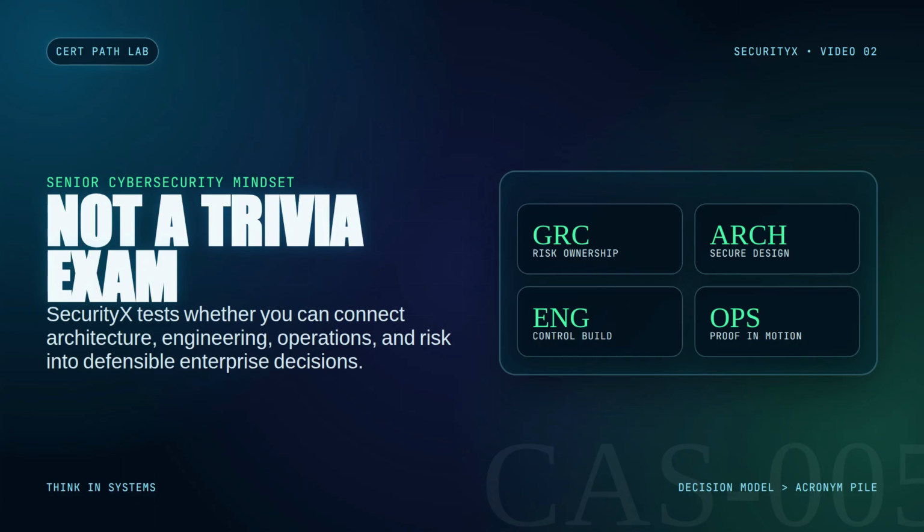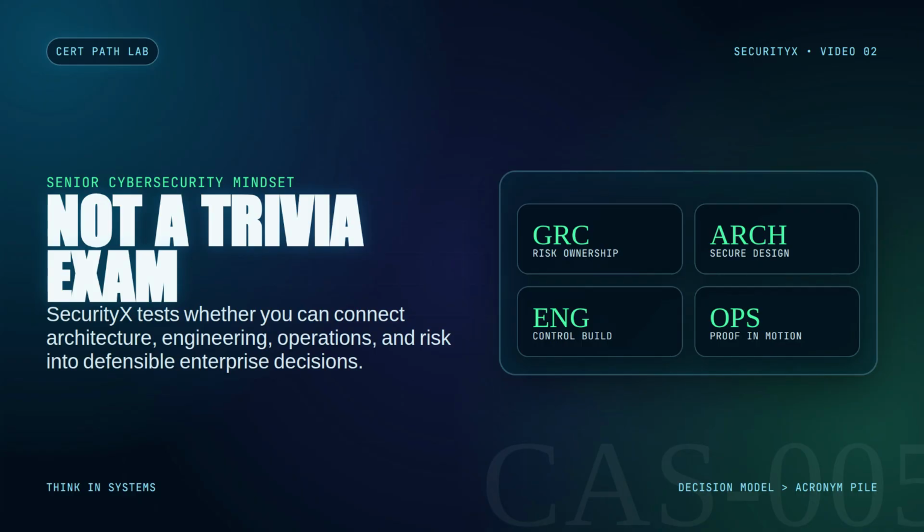So in this video, let's break down what SecurityX CAS-005 is, what kind of thinking it tests, and how to study the domains without turning them into a giant flashcard wall. If you approach CAS-005 like a trivia exam, you can waste a lot of time. You might memorize the definition of SASE, CASB, SIM, SOAR, STRIDE, CVSS, SCAP, STIX, TAXII, YARA, and Zero Trust. Those terms matter. But SecurityX wants more than term recognition.